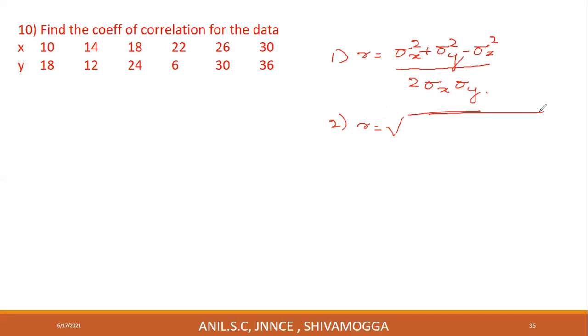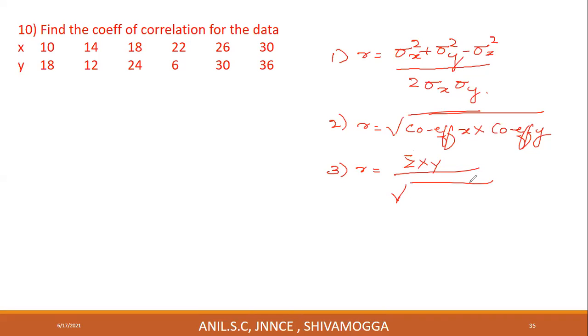square root of coefficient of x into coefficient of y in the regression lines. You can choose either of these two formulas. Or you can choose third one also. I have given you this expression also. R is given by summation xy divided by square root of summation x square into summation y square.